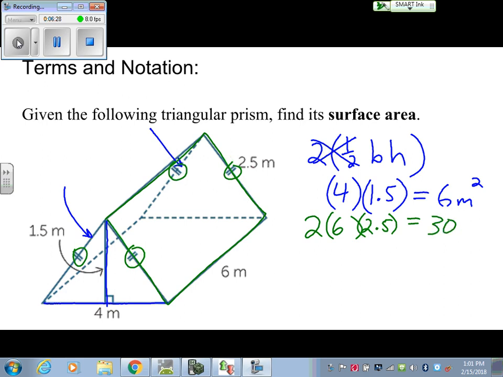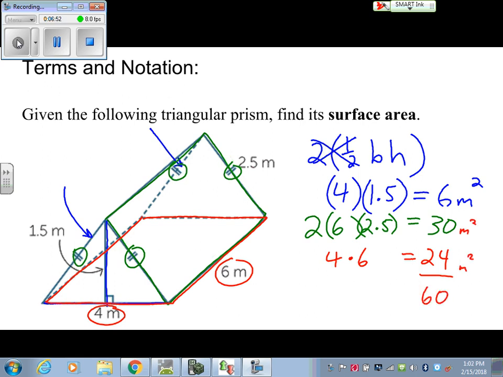And then there's still this floor of the tent, if you will. And so the floor is right here. And that has a base of 4 and a height of 6, or vice versa. 4 times 6 gives me 24. Now, as I add all these together, and again, they're all area, meters squared, we end up with 60 meters squared. And that is the surface area of our prism or cuboid.